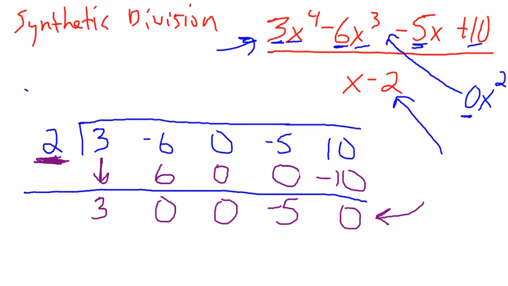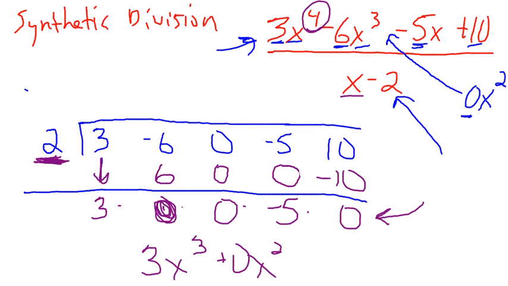What I do is I take the numbers that I got, so the 3, the 0, the 0, and the negative 5, and they become my coefficients for my x's. So I was at an x to the 4th, I was dividing by an x, so my first power is going to be x cubed. So that gives me 3x cubed plus 0x squared plus 0x, and then minus 5.